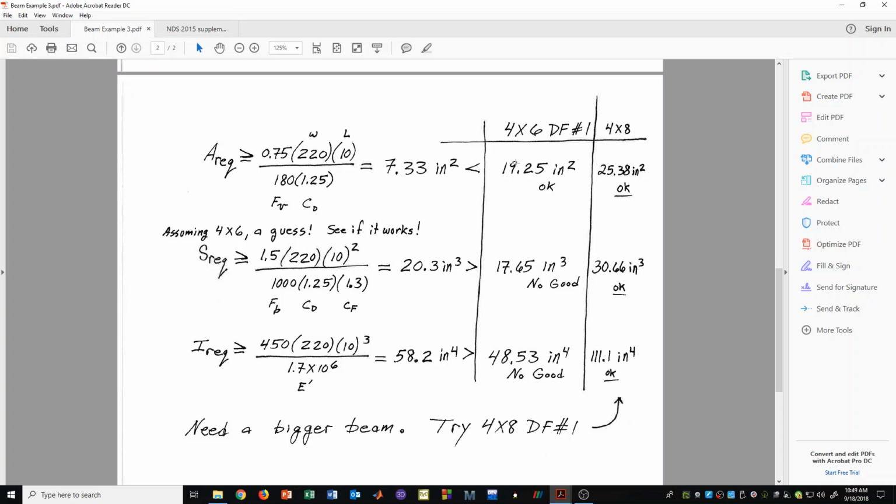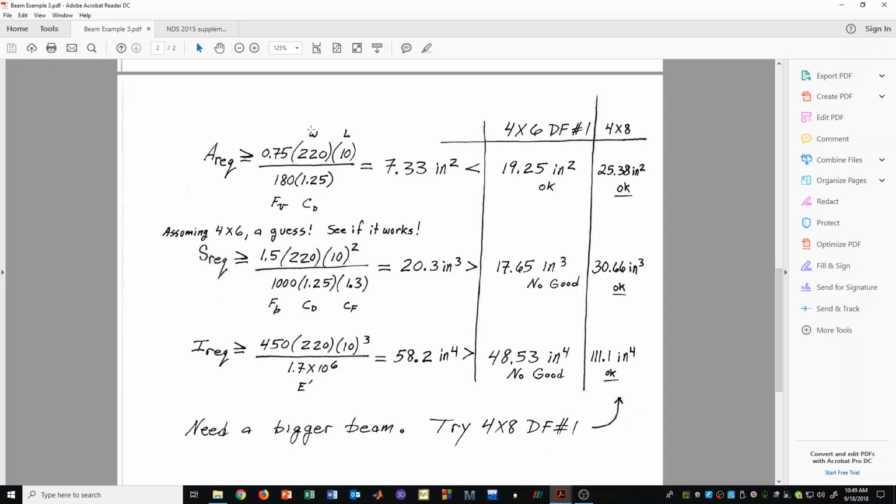We see that the area for a 4x6 is greater than what's required. That would be okay. If we look at the provided section modulus of 17.65 for a 4x6, it is less than what's required. That is not acceptable. And so that alone would indicate that this beam is not going to be adequate. We also can look at the moment of inertia, and again, 48.53, which is the provided moment of inertia, is less than what was required. So we can conclude that we need a bigger beam, so we might try a 4x8.